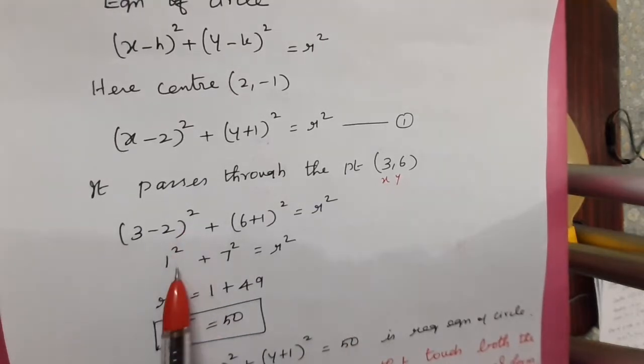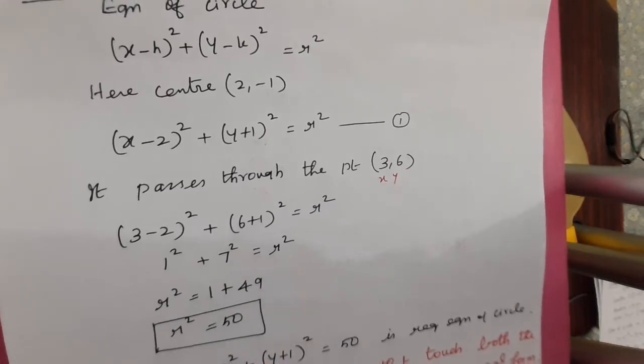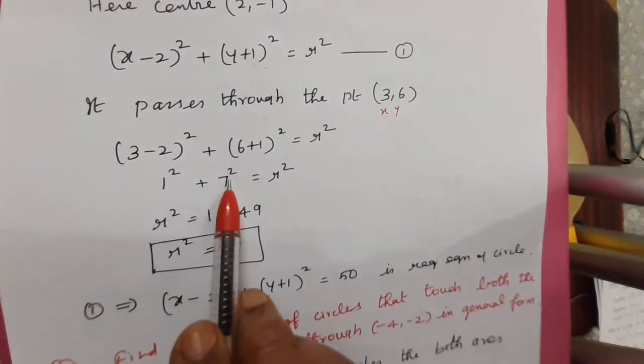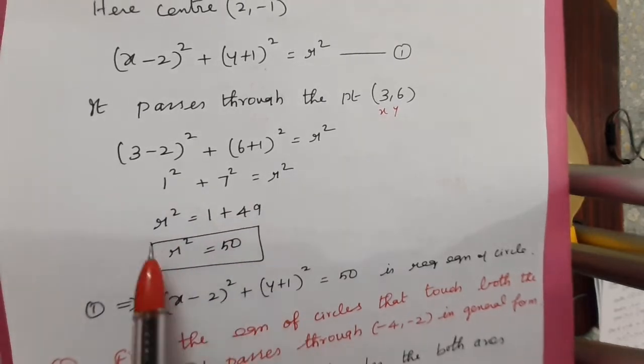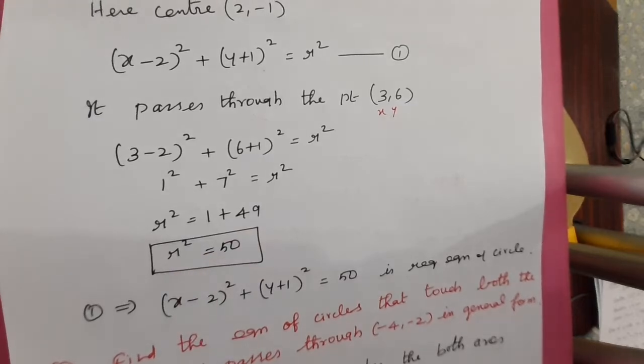(3 − 2)² is 1². 6 + 1 is 7. So 7² = r². Now 1² + 7² = r². 7 sevens are 49. 49 plus 1 is 50. We get r² = 50.